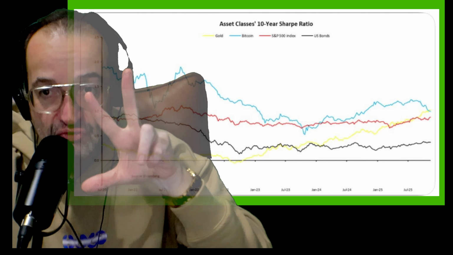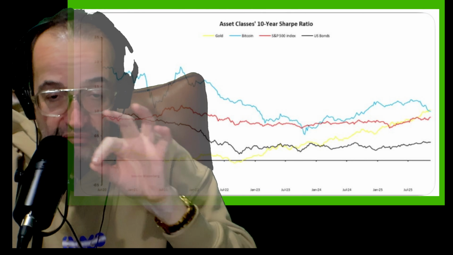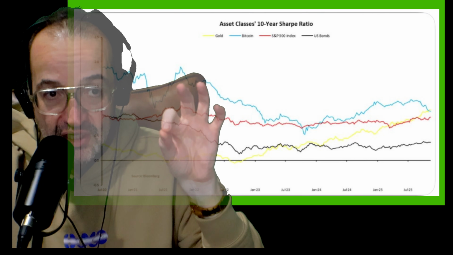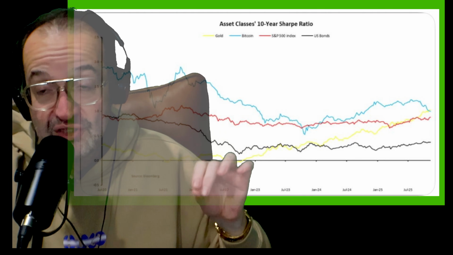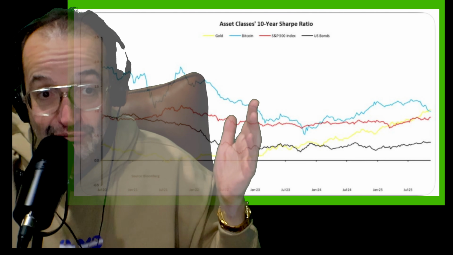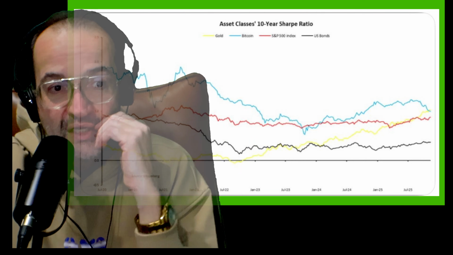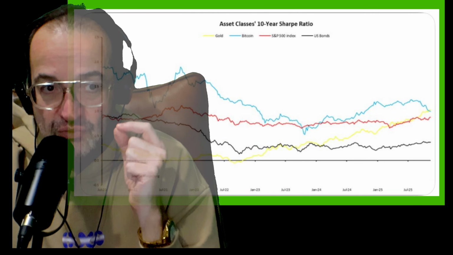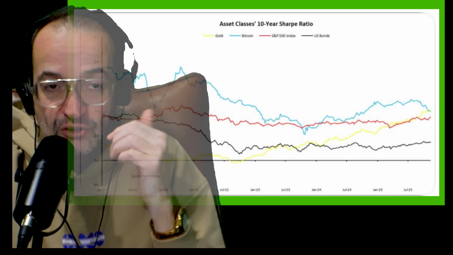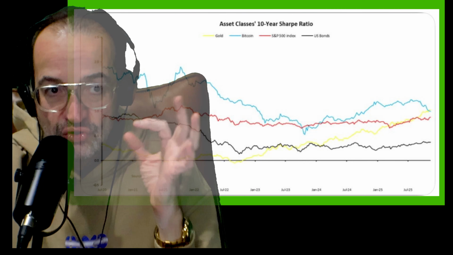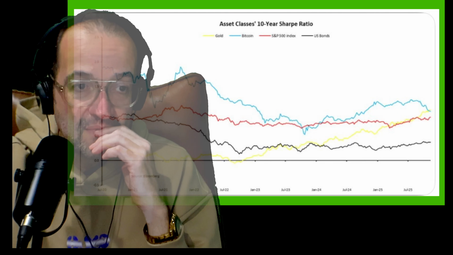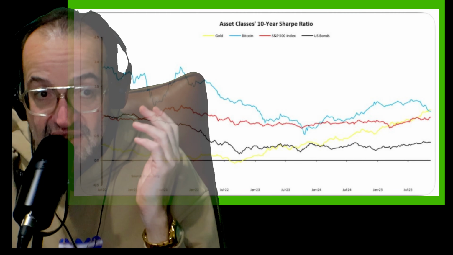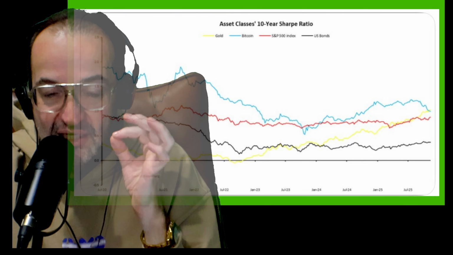That's why it uses 3 components. It uses the return of your asset, it uses the standard deviation, the risk, and it uses the risk-free rate, because quite frankly, maybe you don't need to take that much risk. So a higher Sharpe Ratio means smarter returns, meaning you're getting paid for the risk. And a lower Sharpe Ratio means you took risk without being paid. And over the last decade, that difference has been enormous.